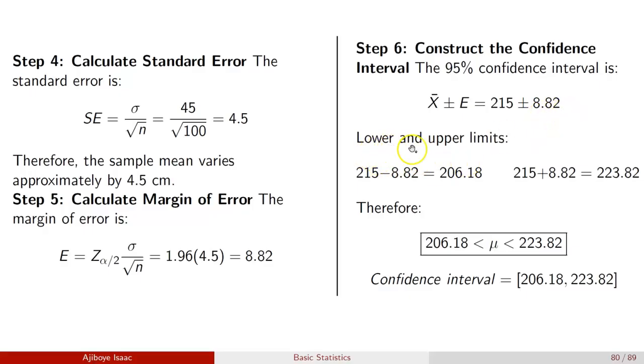From there we can get our lower and upper limits by subtracting 8.82 from 215 and similarly adding 8.82 to 215. That would therefore mean that the mean length of fishes in Lake Chad is between 206.18 and 223.82, and therefore the confidence interval is open bracket 206.18 comma 223.82.